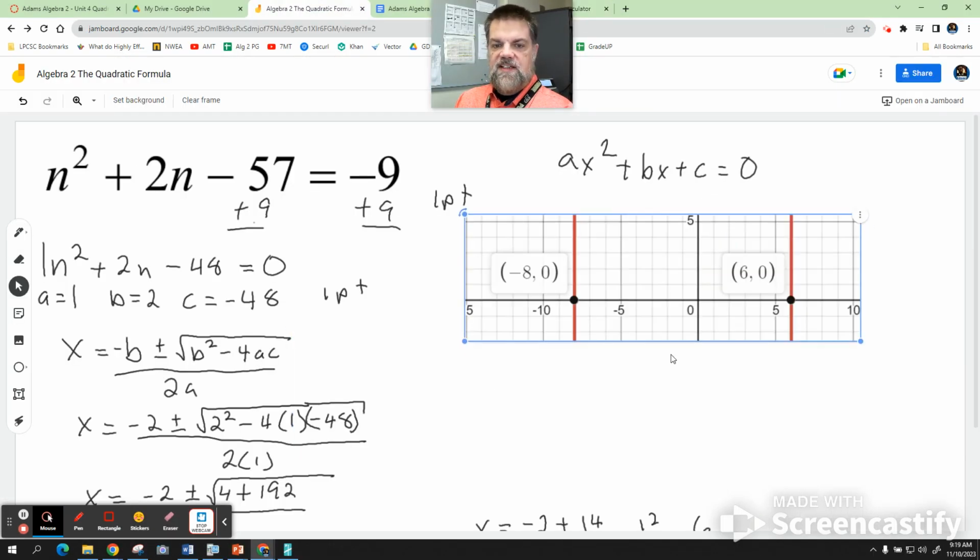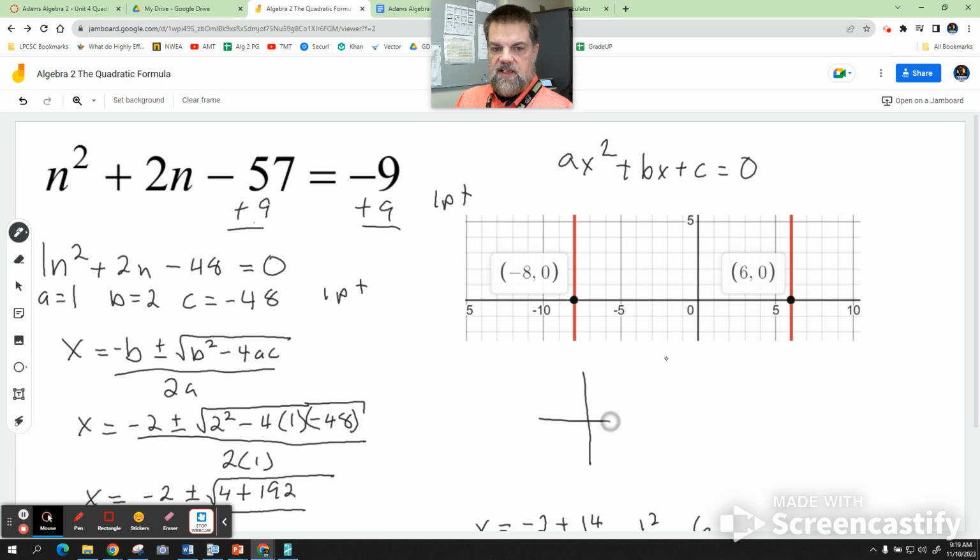A is positive, so that means it opens up, so you could just do your little sketch. I know that because A is positive, it's going to open up. So I've got a little thing like this. This right here.